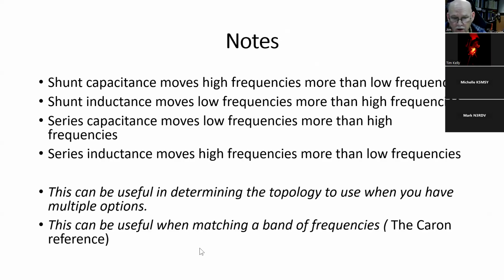More importantly, this can be useful when you're trying to match a given antenna of a certain impedance range to, let's say, an acceptable SWR. And the Karen book that I just showed you has several examples of that. And like I said, the last one and the most complex one is matching one antenna to an acceptable SWR on a range from 2 to 6 megahertz. And that's hard, but it can be done.